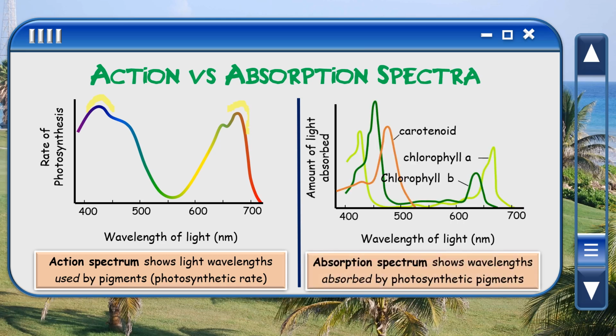The absorption spectrum shows the wavelengths absorbed by the photosynthetic pigments. Among the photosynthetic pigments, we have chlorophyll B. This pigment absorbs the green light, mainly in much of the lower waves. And then chlorophyll A absorbs the yellow light. Then we have the carotenoids, which absorb the orange light.